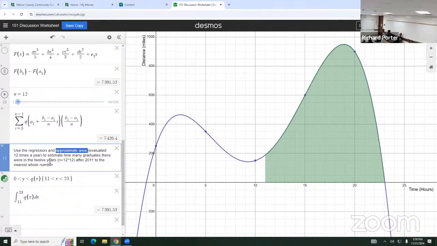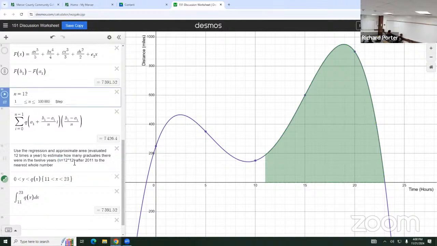No. Because they say use it 12 times a year. And that means n equals, it even says it right here, n equals 12 times 12. For each year, you're doing 12 months. So you want to do rectangles. So you're slicing this green thing up. If you sliced it up 12 times, that would be once a year. But we're slicing it up each month, so it's 144 times. Everyone get that? 144 times? Yeah, I just have to do 12 times 12 here.